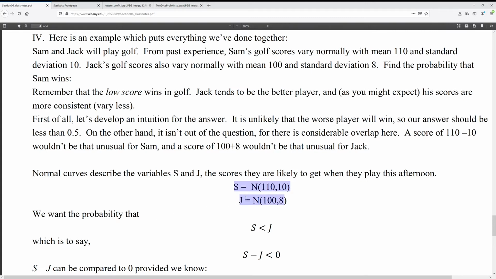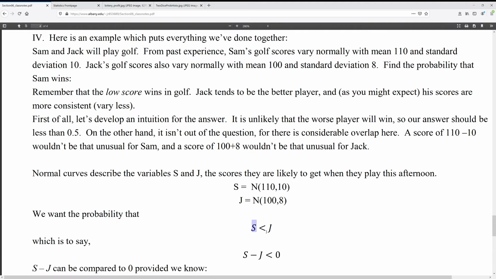Now remember, if we wanted to say what's the probability that Sam gets a score less than whatever, then we would subtract 110 and divide by 10 and go to Z and use the chart and so forth. But let's be more interesting. What does it mean for Sam to win? Again, low score wins in golf. So Sam winning mathematically is the number that S happens to be, Sam's score on the next game, being less than J, Jack's score on the next game.